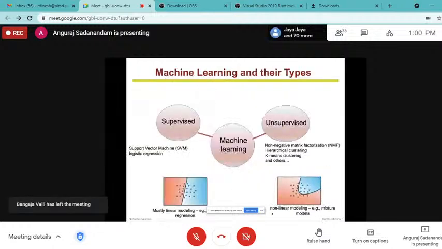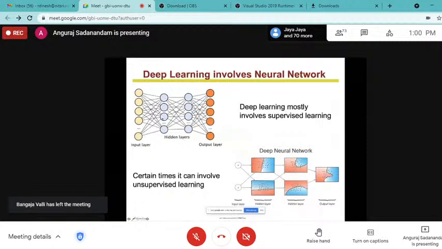Deep learning is, while machine learning is, as I said, one layer. When you have one layer of understanding, it's called machine learning. When you have multiple layers, it's called deep learning. I will come to what these layers mean in a minute.